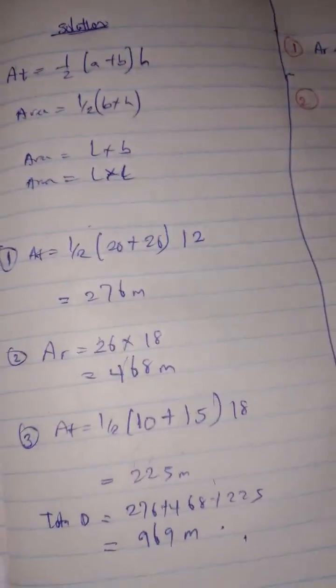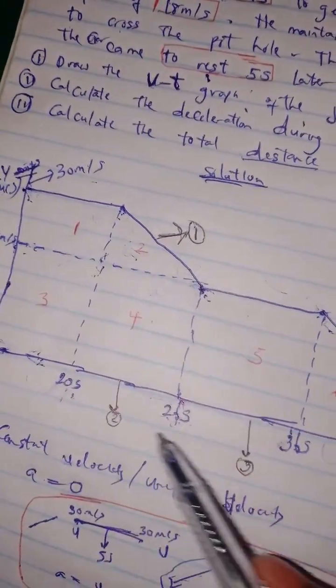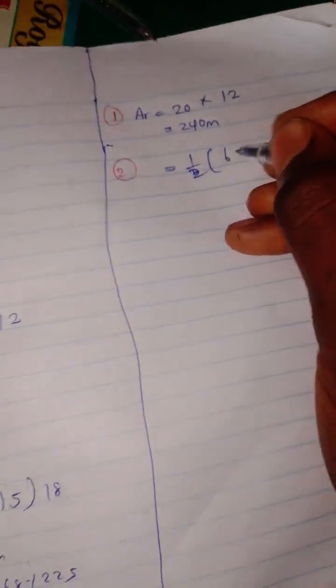What's our base? Our base for this triangle is from here to this side, and that's what? 20 to 26. That's an interval of 6. So interval of 6, then times height.